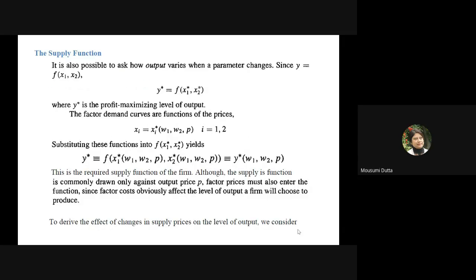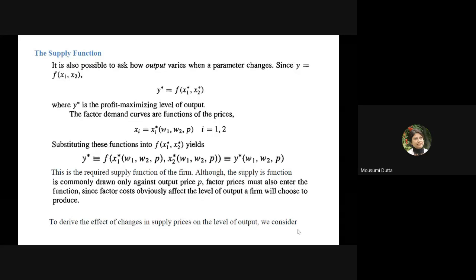So next is the output supply function. It is also possible to ask how output varies when a parameter changes. Now, once you solve for x1 and x2, that is, once you find out the optimum use of L and K, you will be able to find out Q star. What will be the optimum amount of output?